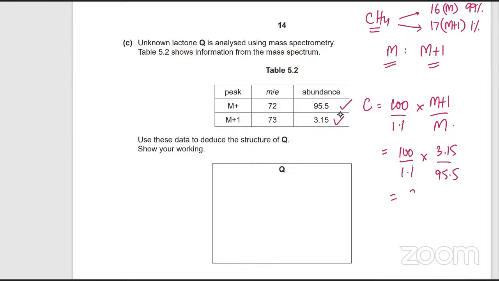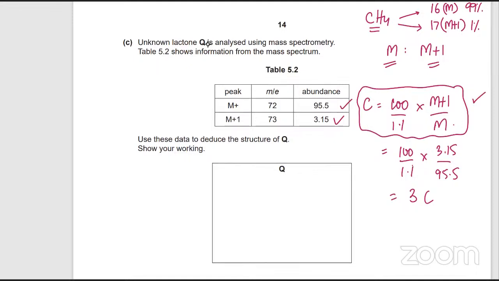Three. The three carbons, because the molecule has three carbons. That's one piece of information. So there's an unknown lactone Q. Remember, for M plus 1, you only have to remember this; you don't need to know where it comes from. Is that clear to everyone? If you're given the M to M plus 1 ratio, you can figure out the number of carbon atoms. If anyone wants the details, they can ask me, but all you have to know is this formula.